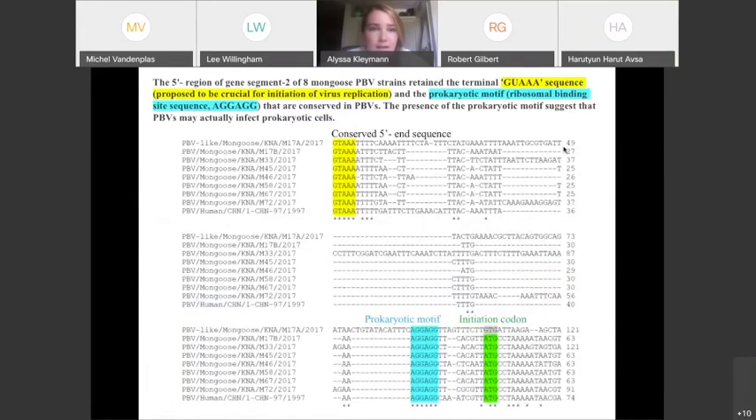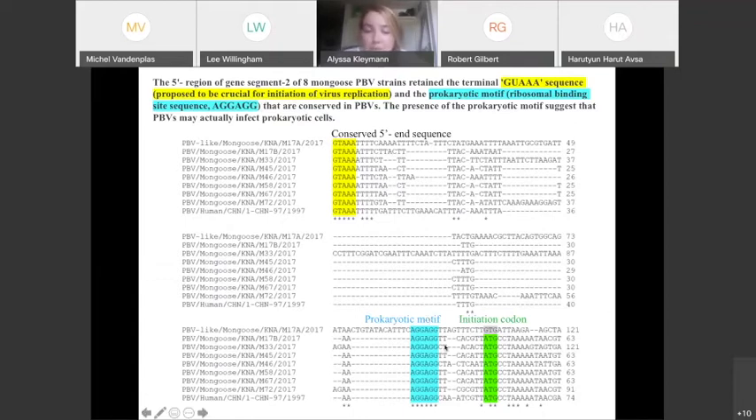This is representing the 5' region of gene segment 2 of our 8 mongoose PBV strains, in which the terminal sequence is proposed to be crucial for the initiation of the virus replication. That is shown here in yellow. And then we also see on this slide the prokaryotic motif, that is the ribosomal binding site sequence that is conserved in PBVs. And the presence of this prokaryotic motif suggests that PBVs may actually infect prokaryotic cells.